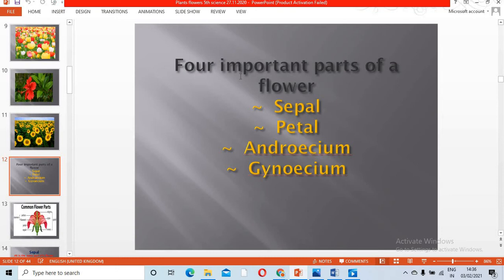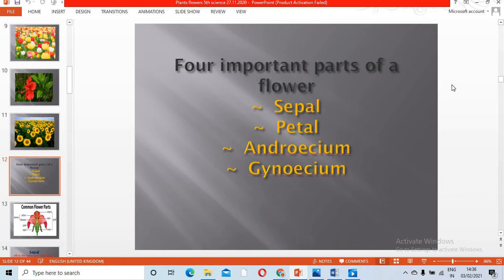Next come the petals. You all know the petal is a very colorful and beautiful part of the flower, and it is also delicate. Androecium is the male reproductive part of the plant. In the androecium you have the stamen, which consists of the anther and the filament. Next, the fourth one is gynoecium, the female reproductive part, which is also called the pistil, and it consists of 3 parts: the stigma, the style and the ovary.